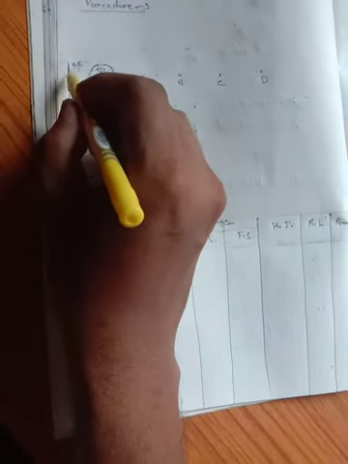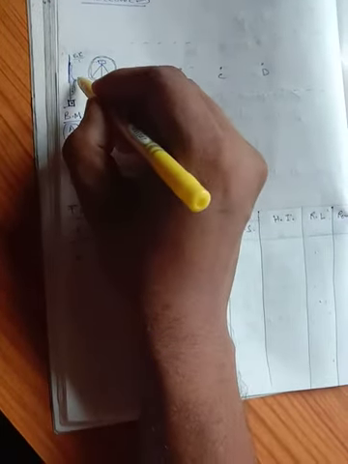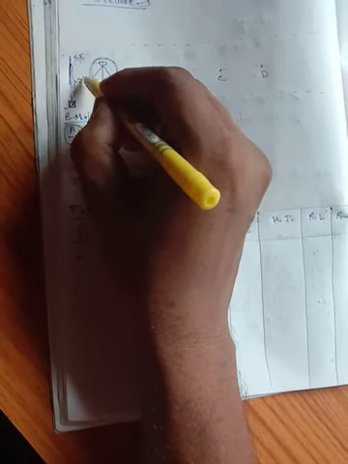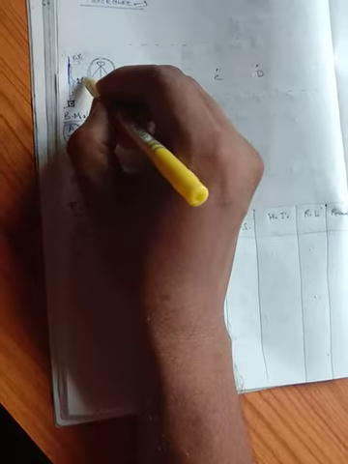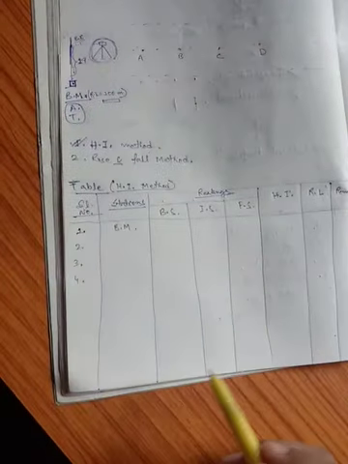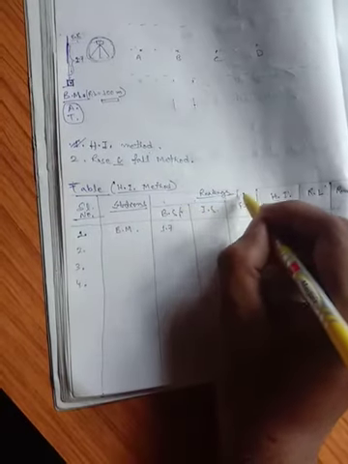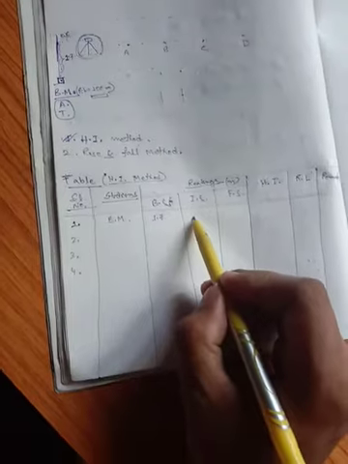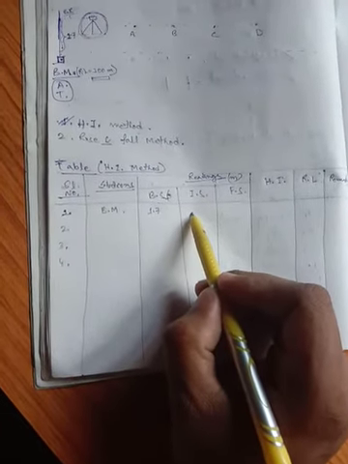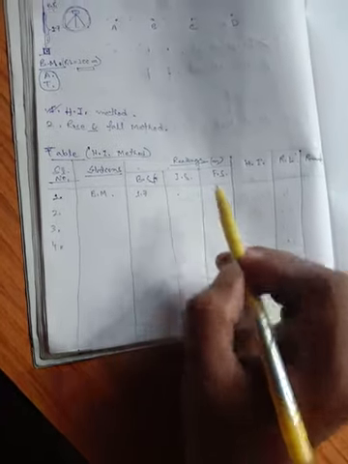Suppose this reading is 1.7 meter. All readings are in meter, so 1.7 here. The intermediate reading is missing, not there. The foresight reading is not there for this benchmark reading.